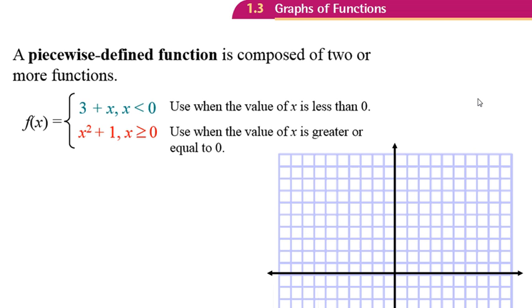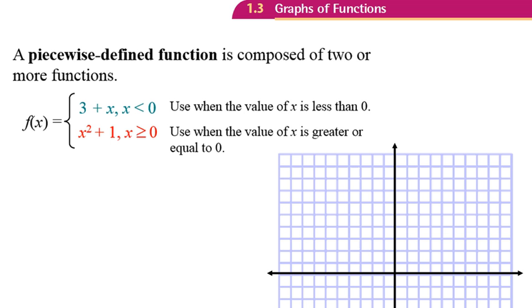All right, we're going to do some nerdy stuff now. We're going to be graphing piecewise functions. Piecewise functions are functions that are composed of two or more functions. So 3 plus x is a function itself. X squared plus 1 is a function all by itself, but we can put them together, and now it's called a piecewise function. So it's just multiple functions to make one nice function.